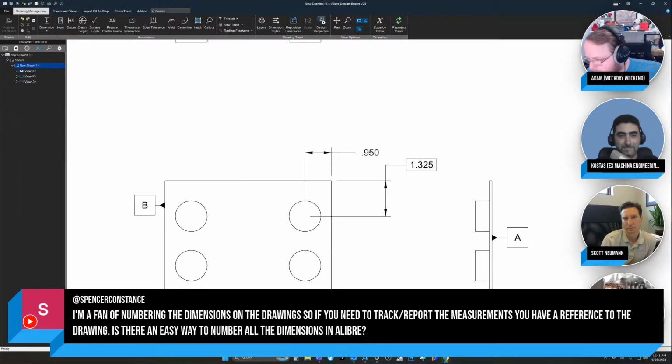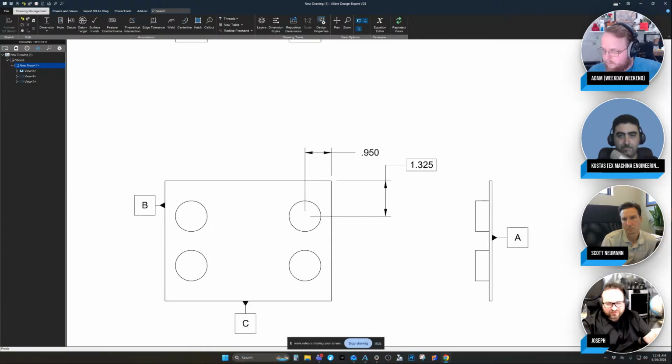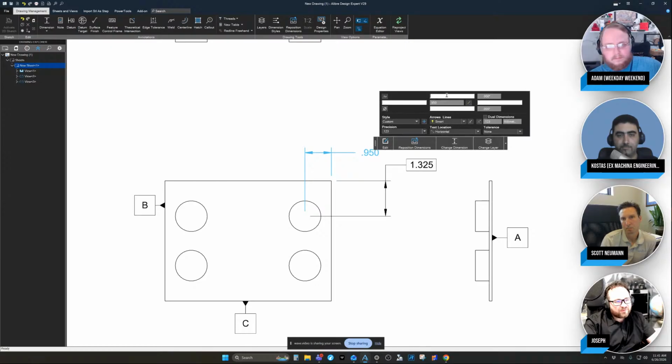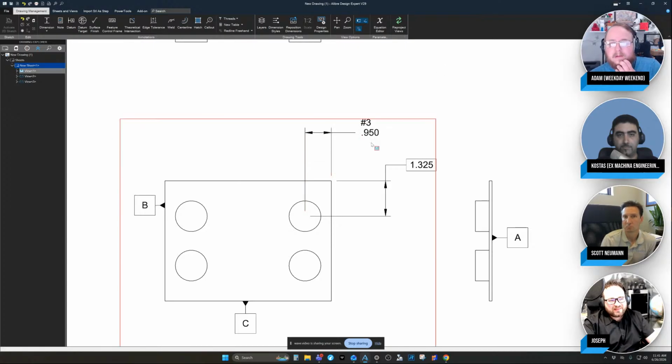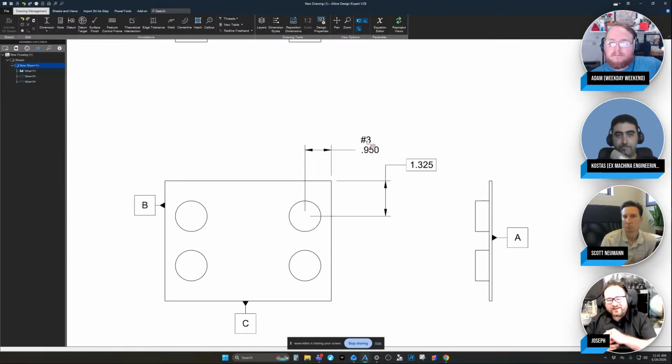This is a very interesting one. I'm a fan of numbering dimensions on drawings. So if you need to track, report measurements, you have the reference to the drawing. Is there an easy way to number all the dimensions in Alibre? I don't believe we have a native purpose-built feature that would sequentially and autonomously provide numbers. We can, of course, come over here and add numbers above or below, which you probably already know. So that's an option. But if you'd like to see that, please go to the home screen, submit a request for a new feature. I'd love to have that documented because I love that idea as well.